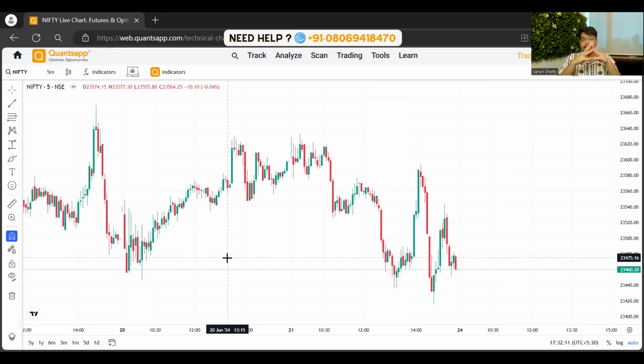What about a strangle? In the case of strangles, you go on separate strike prices. So maybe if the market is at 20,000, you will go and write a 20,100 call option and a 19,900 put option. So you are selling both of these options. You are creating a slightly wider range. So in that case, you are writing a strangle.